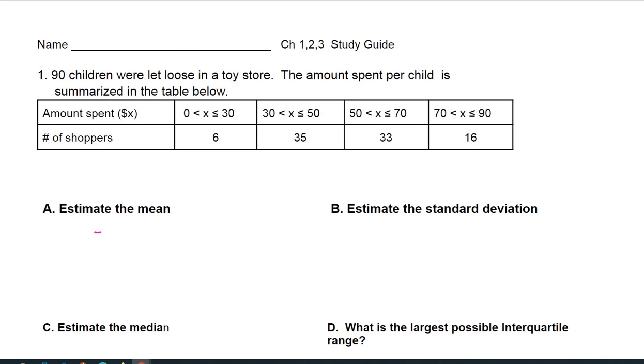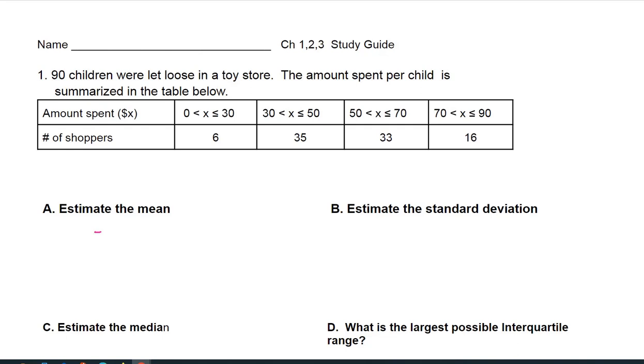All right, so I want to go through this chapter 1, 2, 3 study guide. First problem here, it says there's 90 children let loose in a toy store, and the amount spent per child is summarized in the table below. All right, so this is a frequency table, but the data has been grouped, and so they want us to estimate the mean. In order to do that, we are going to need one value to represent each one of these classes, and we're going to pick the mid class value.